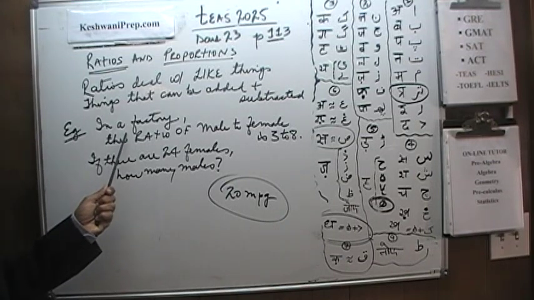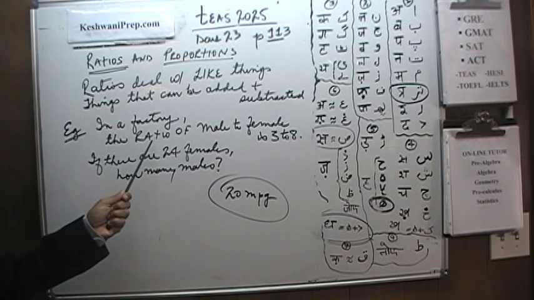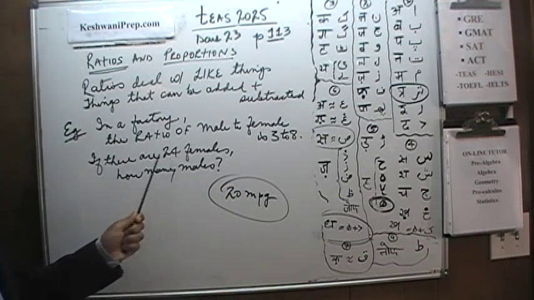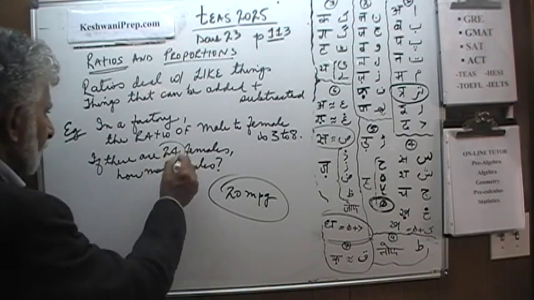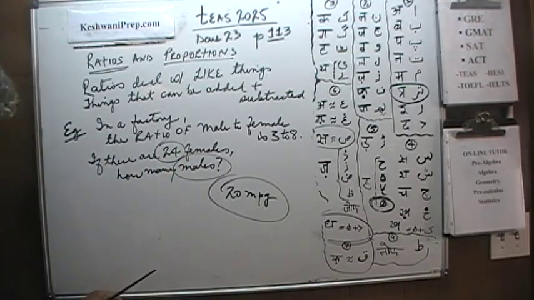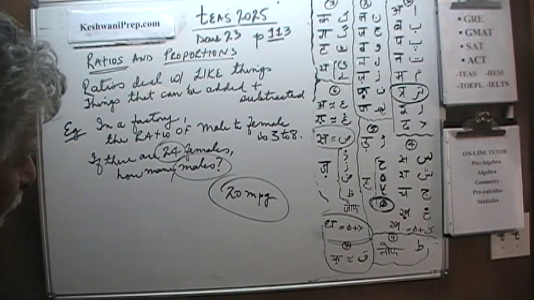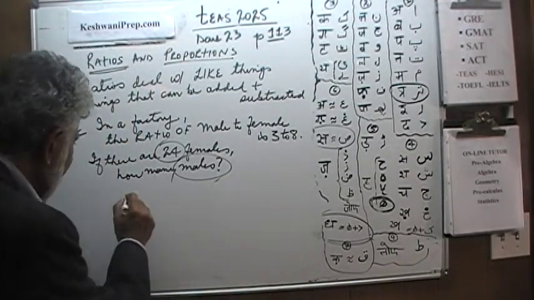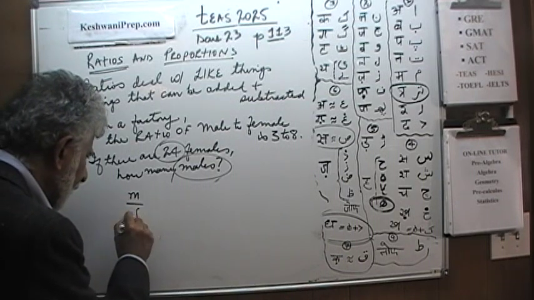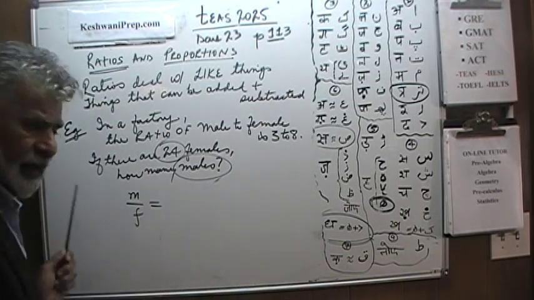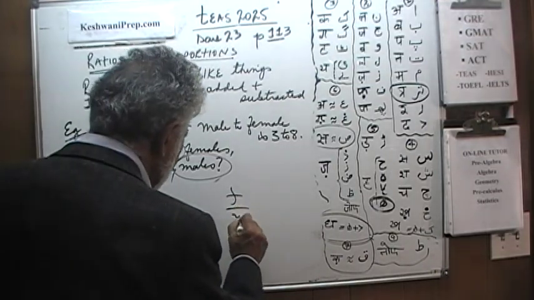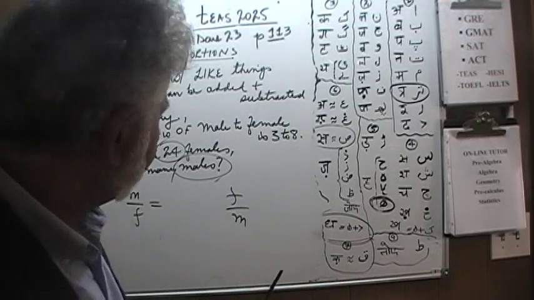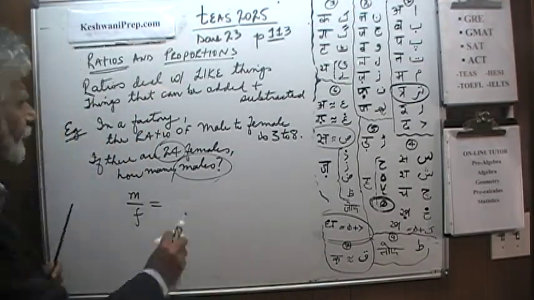Here we are told that we have a factory, and in this factory the ratio of males to females is 3:8. If there are 24 females, the question is how many males there are. It's the ratio of two things, males and females. Whether you set it up as males over females or females over males makes no difference. Let's do males over females.